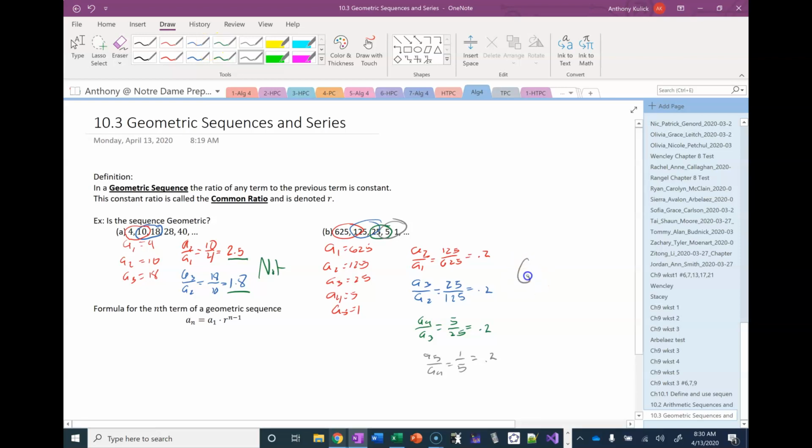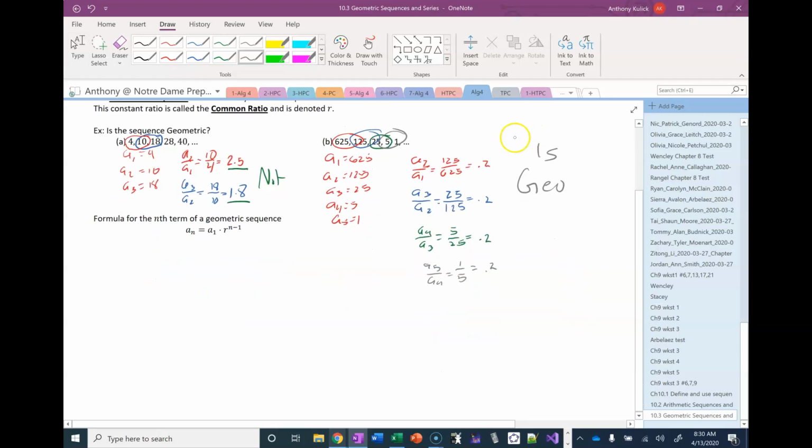So what we conclude here is that this is geometric, because my ratio for all of my known terms, or pairs of consecutive terms, I should say, is constant. I got 0.2 each time, and 0.2 is 1/5.